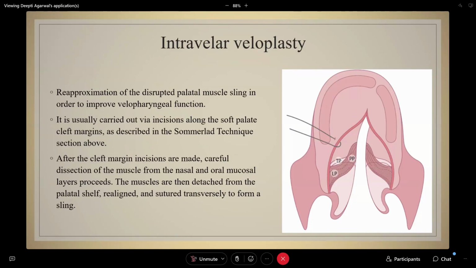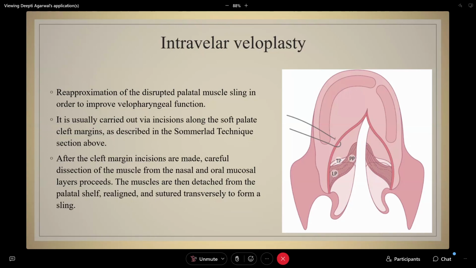Then, intravelar veloplasty is mostly combined with either of the techniques, because in this there is reapproximation of the disrupted palatal muscle sling. This will improve the velopharyngeal function, which is very important to prevent aspiration, to have a good voice, normal resonance, and to avoid feeding problems.